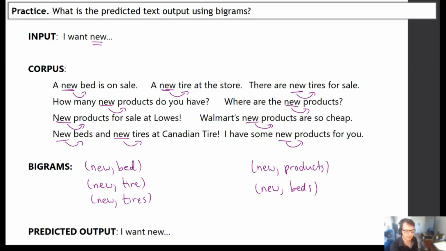Okay, so we have our different bigrams, but we should probably write how many times each one occurs, so that way we can figure out the probabilities. So I see one "new bed," one "new tire," one "new tires," one "new products," two, three, four "new products," one "new beds," two "new tires," and five "new products." So by taking a look at all the different words that come directly after "new," based on what we've seen, the text predictor is going to say that you probably want to type, "I want new products."